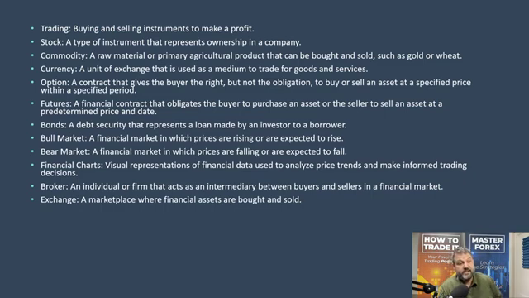An option: a contract that gives the buyer the right, but not the obligation, to buy and sell an asset at a specified price within a specified period. Yes, I get it, that is complicated in definitions. But basically it says, if I own this car and I'm going to sell it to you for $1,000, you now buy the option to buy it at $1,000, but you pay me $10 for that option. You'd pay me $10 so that you can buy the car for $1,000.